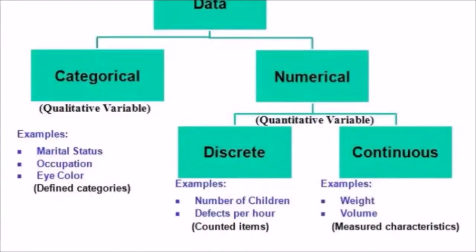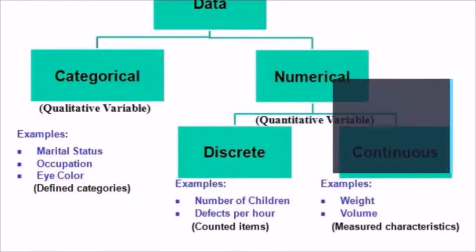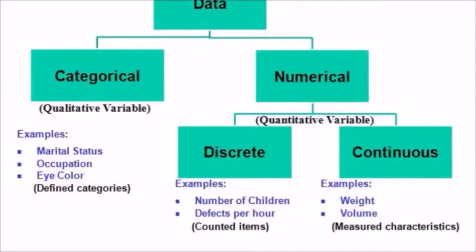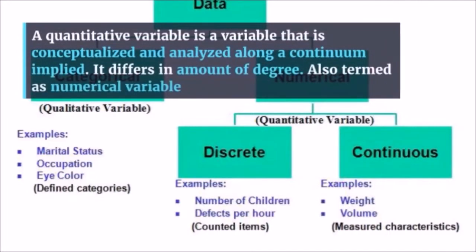There are basically two types of random variables yielding two types of data: the qualitative and the quantitative. A qualitative variable is a variable that is conceptualized and analyzed as distinct categories, with no continuum implied. Also termed categorical variable, observations are put in the same or different classes, each class being considered as possessing some common characteristic that is not shared by those in other classes.